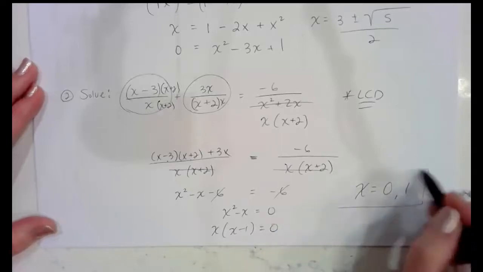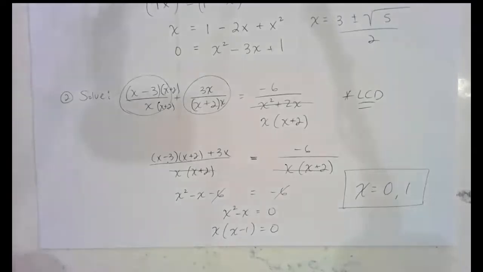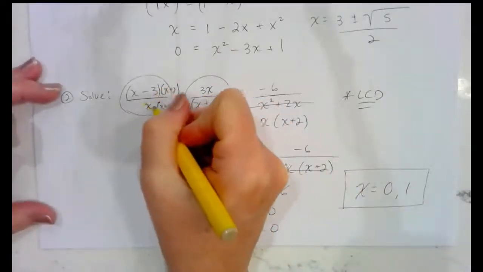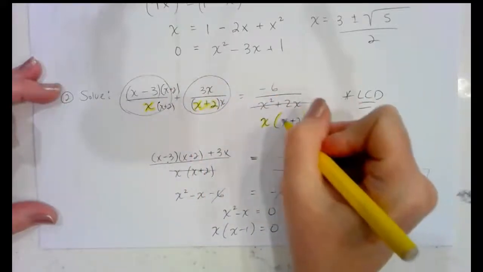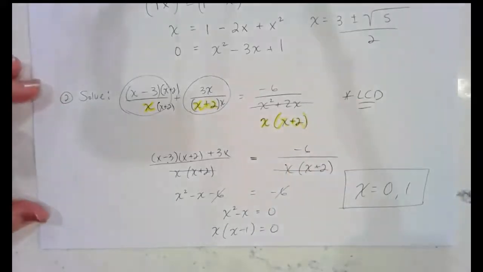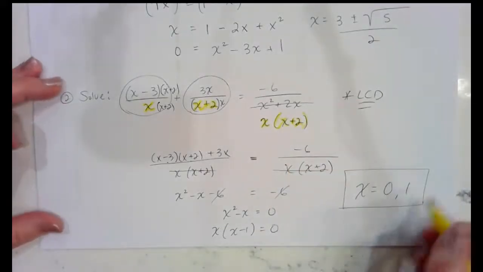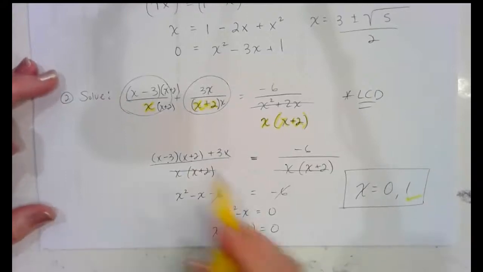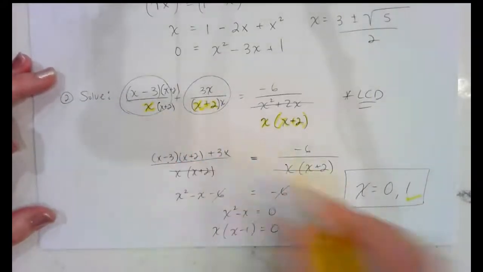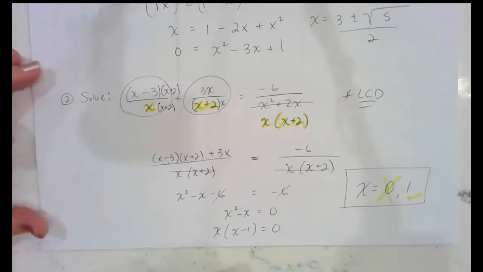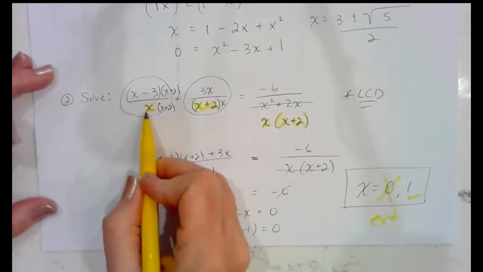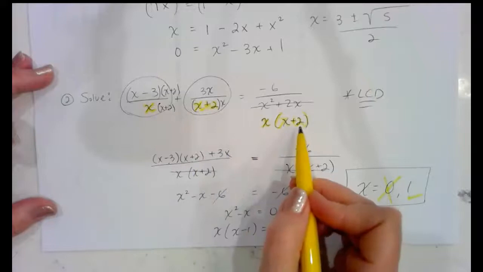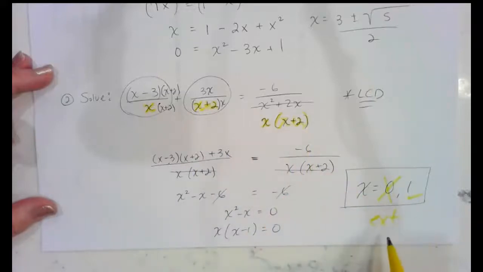Now, if we go back to our original equation, it had denominators of x plus 2, and x times x plus 2. If we look back at those common denominators, we see that 1 will work because 1 is not going to make anything go to 0. But 0 will not work. It is extraneous because we can't plug in a 0 here or here because that will make the denominators go to 0. So when you go back and test your answers, 1 will work, 0 will not.